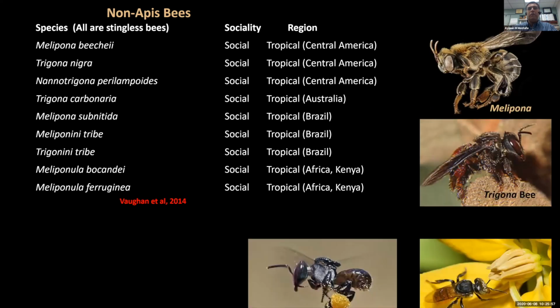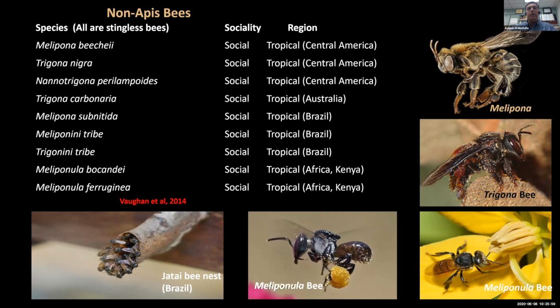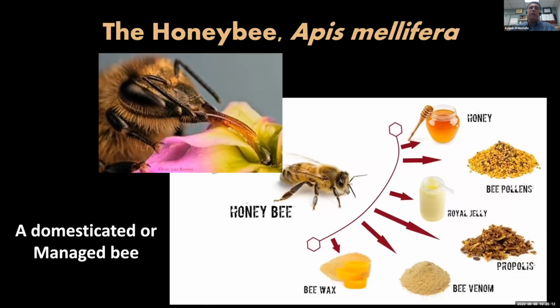This is the majority of these, more in the southern hemisphere, and it is quite important in terms of some of the food in this region. When it comes to the honeybee itself, we should know first that the honeybee is domesticated and managed.